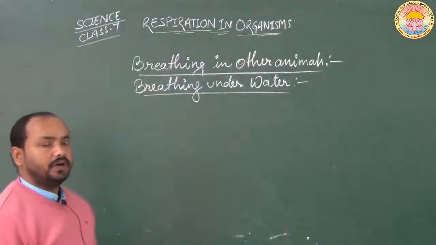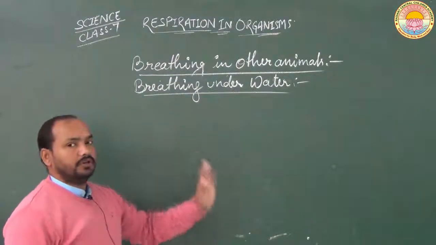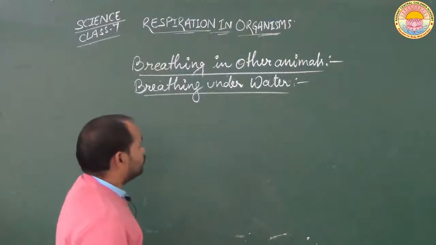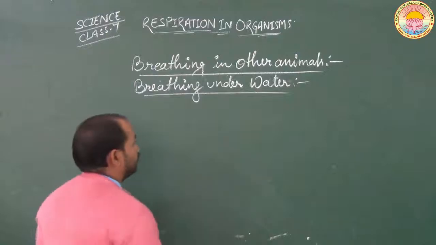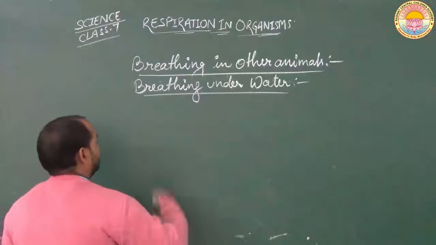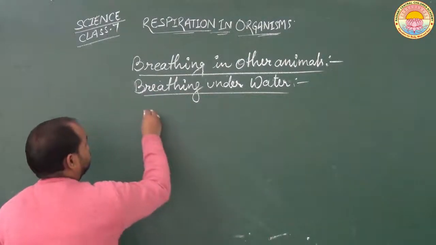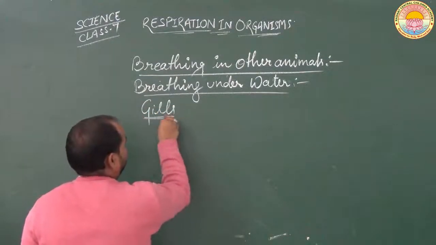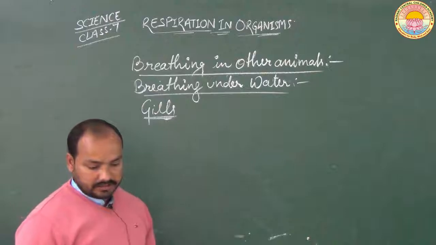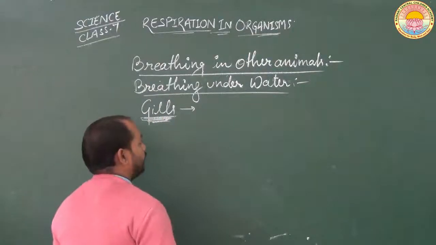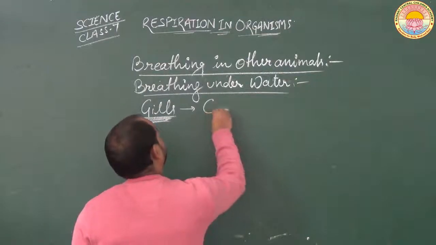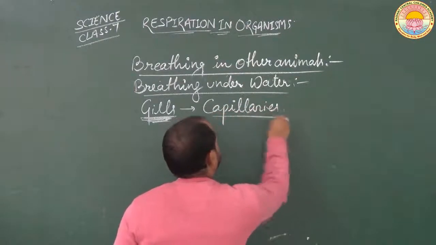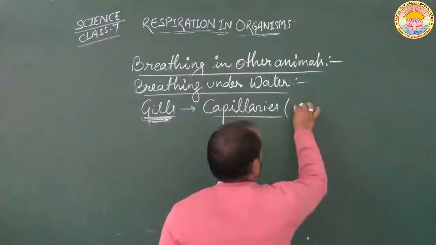And students, now let us understand breathing underwater, how the water animals or aquatic animals breathe. So the aquatic animals, the animals that live inside the water like fishes and other aquatic animals, breathe through their gills. The gills are made from a large number of capillaries that contain blood.